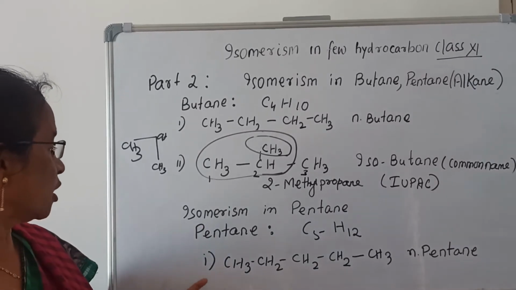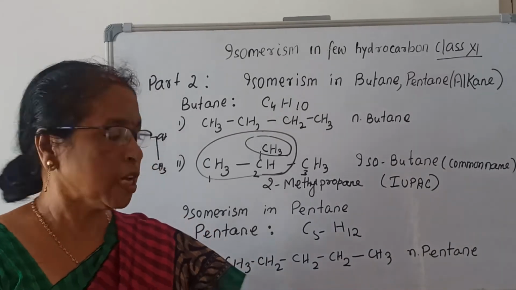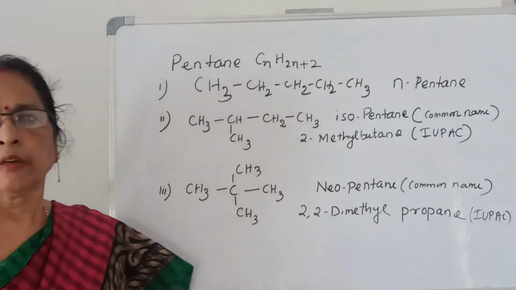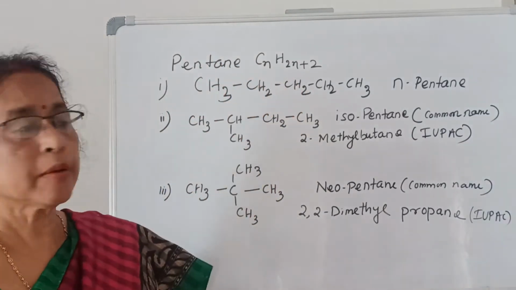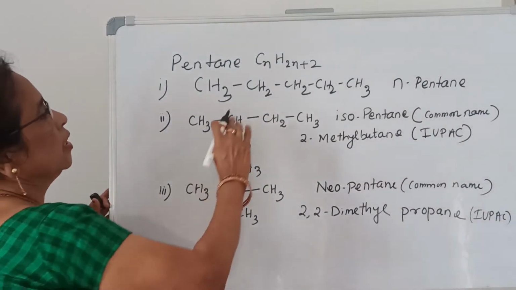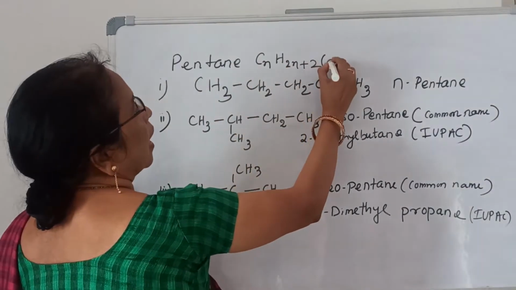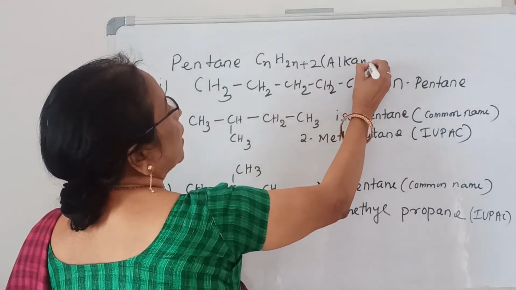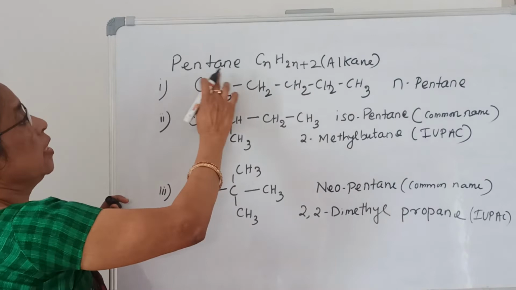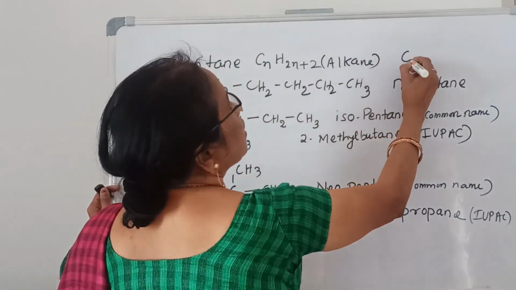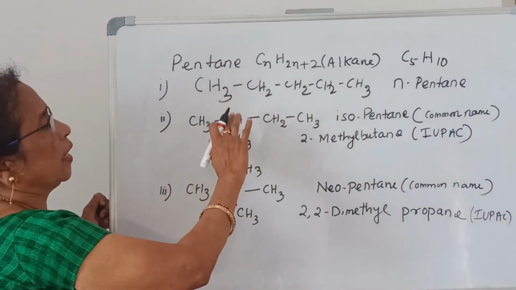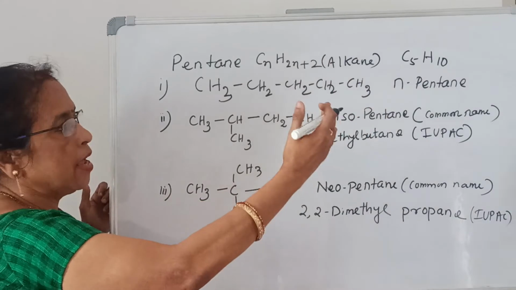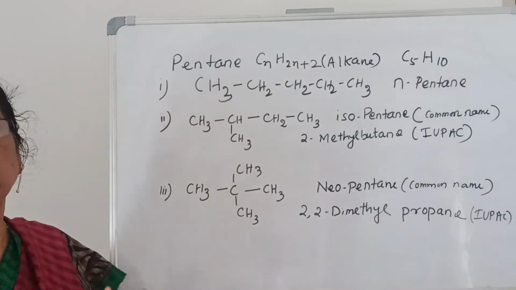Now next point, you will see the other possible isomerisms in pentane. Pentane means that is one alkane having 5 carbon atoms, and the general formula CnH2n plus 2 is for alkane. And what is pentane? According to that, C5, then C5H12. That means this is the general formula of alkane. And what is pentane? C5H12. Then what is the first isomerism?